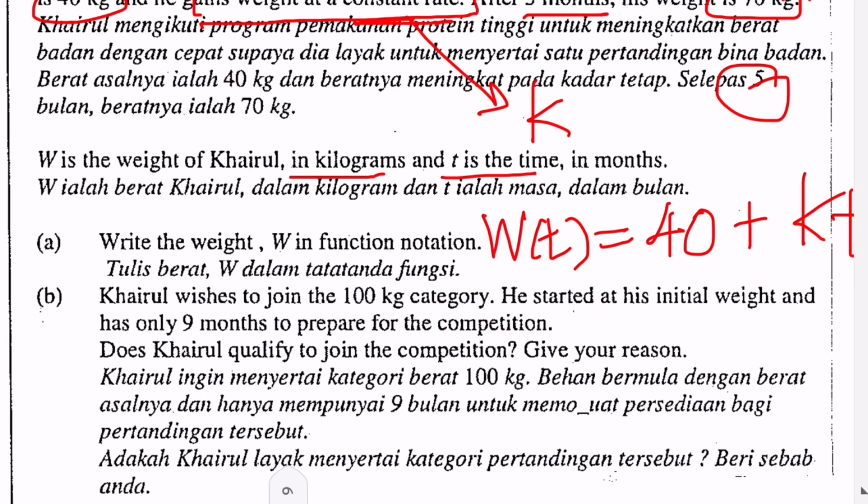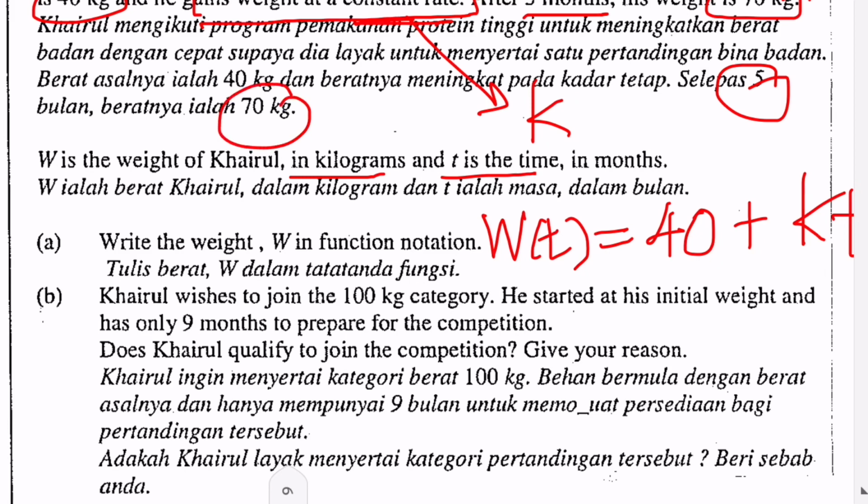Carol wished to join the 100 kg category. He started at his weight and has only 9 months to prepare for the competition. Does Carol qualify for the competition? Justify your answer, give the reason. This is a very popular question for next year's exam. HOTS question: qualify or not? You have to show your working, show the steps, and then explain your answer. So the function notation is W(T) equals 40 plus KT.